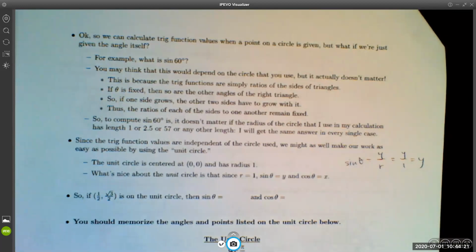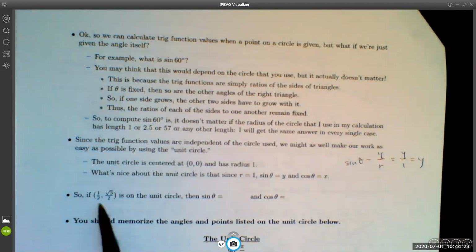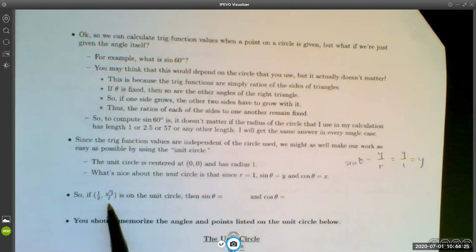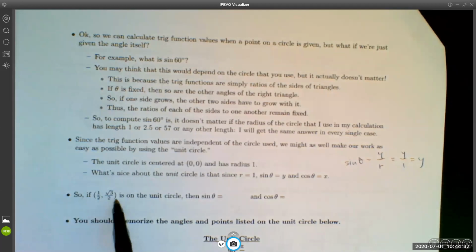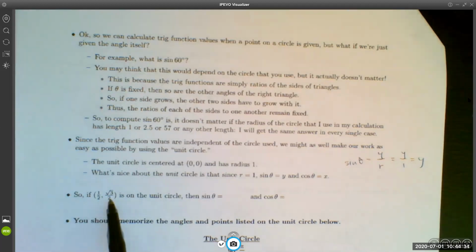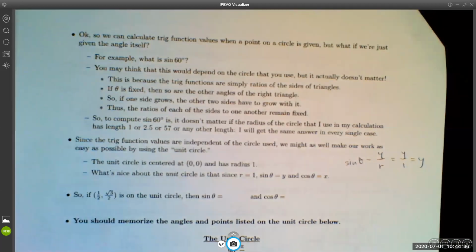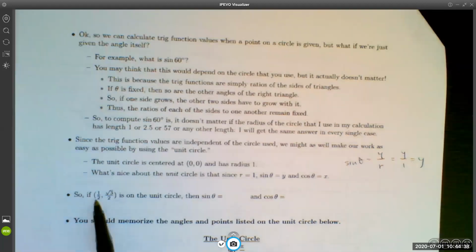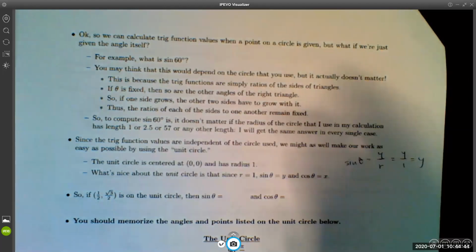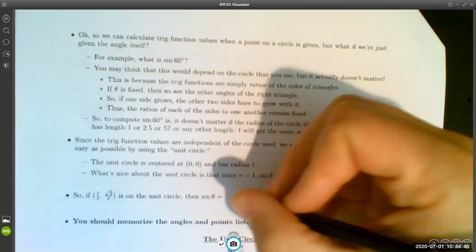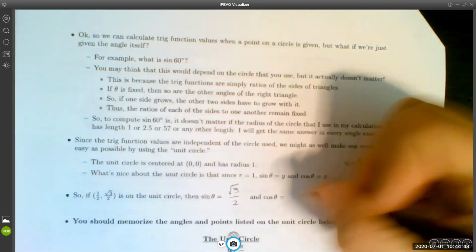What that means is that if you're looking at a point on the unit circle, then the x-coordinate is the value of cosine of the angle corresponding to that point, and the y-coordinate is the value of sine of the angle corresponding to that point. So this is cosine theta and this is sine theta, right? So if 1/2 comma root 3 over 2 is on the unit circle, then sine theta is root 3 over 2, and cosine theta is 1/2.